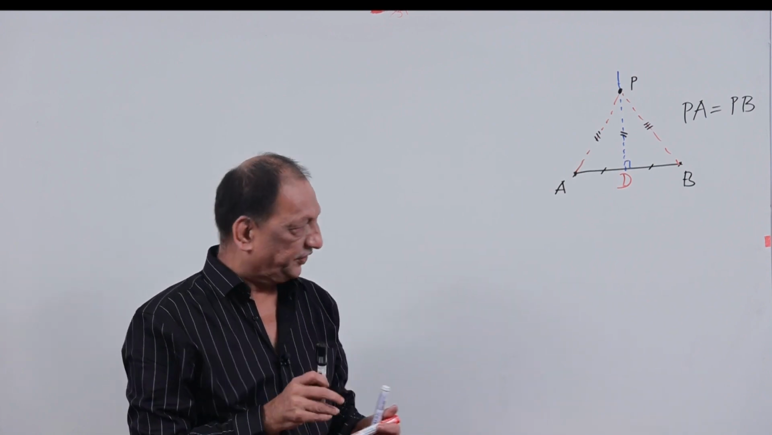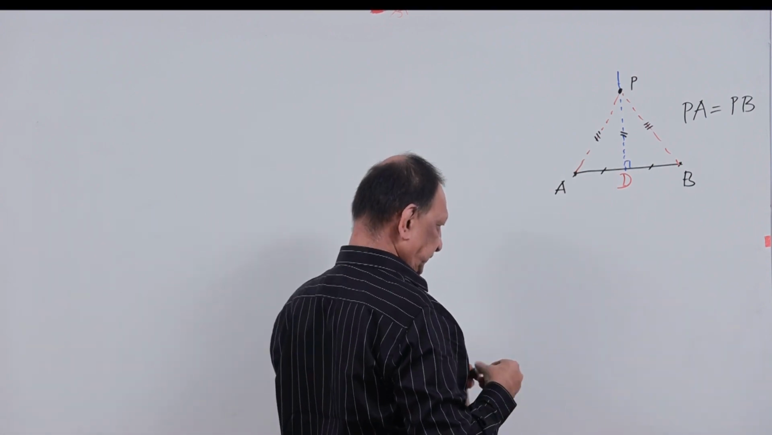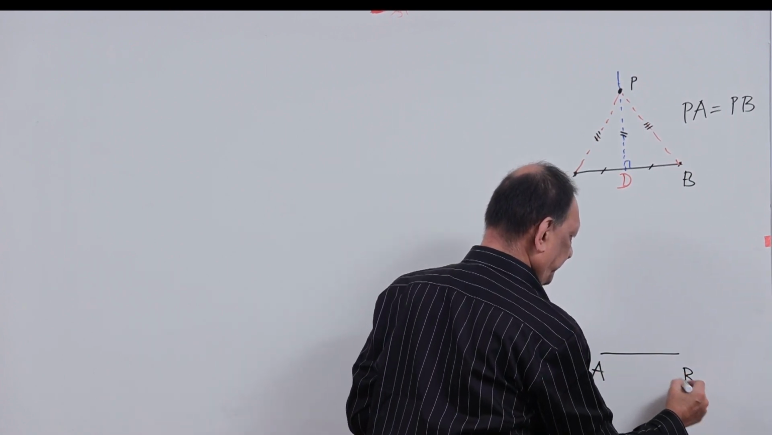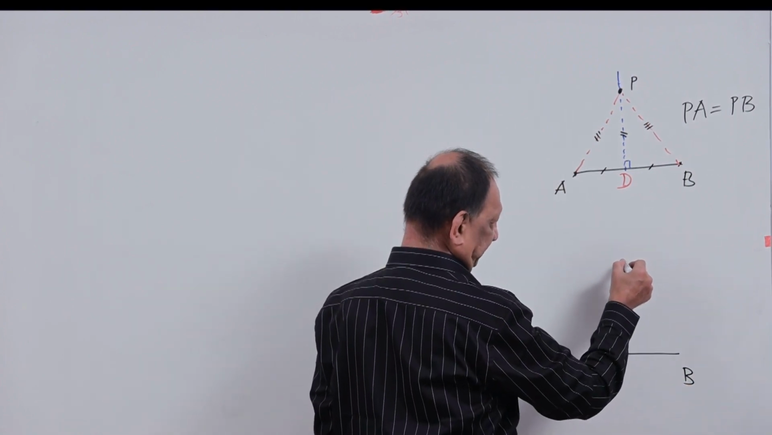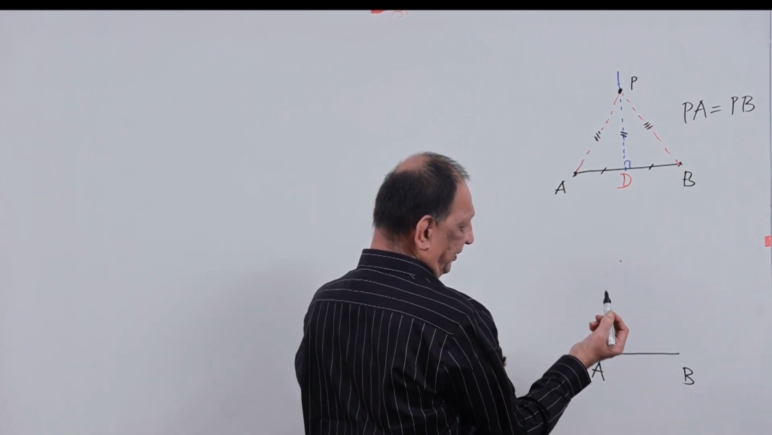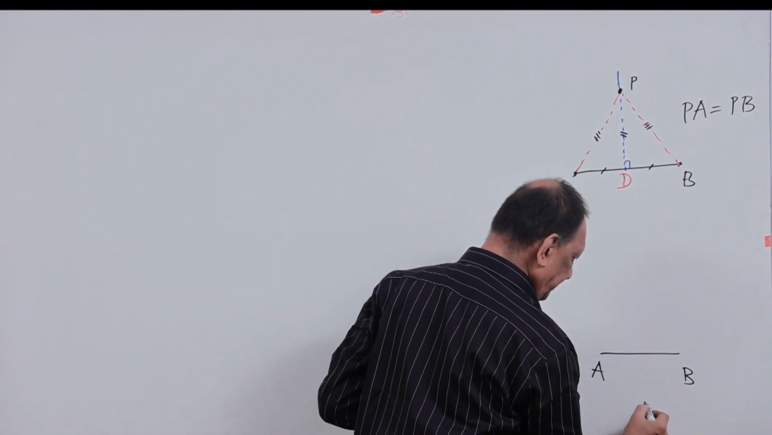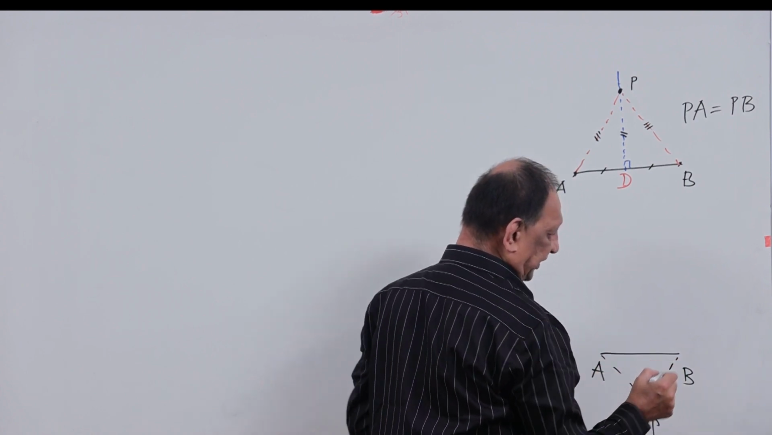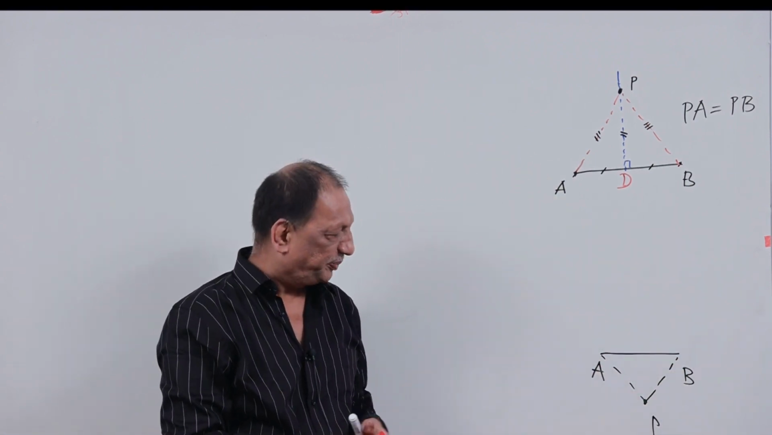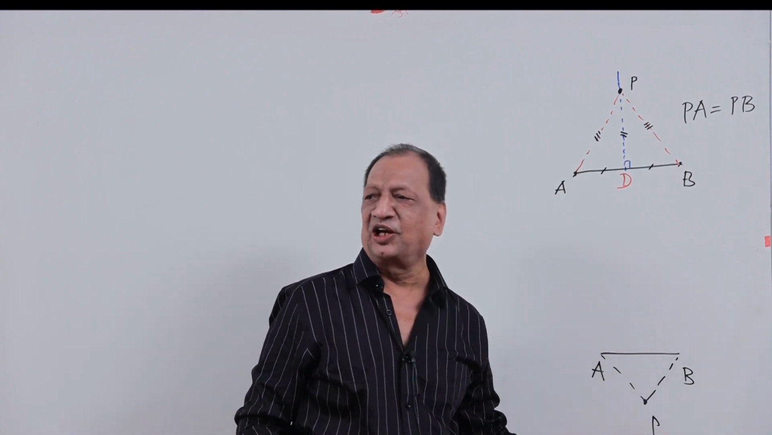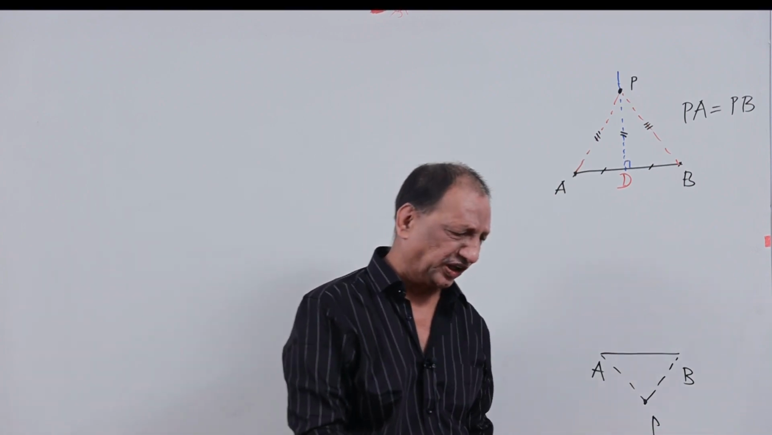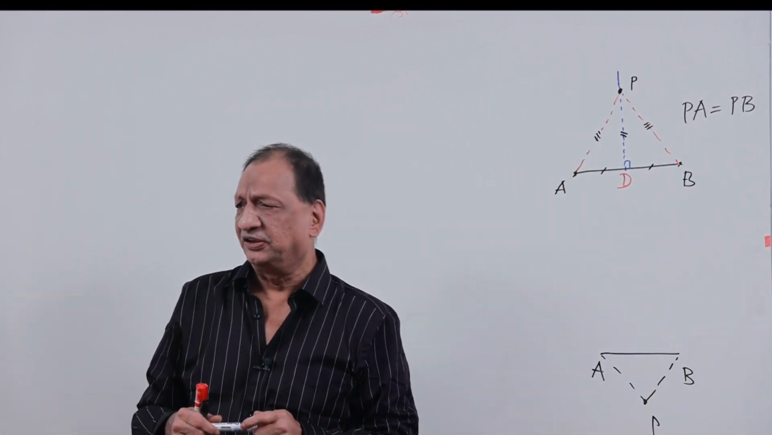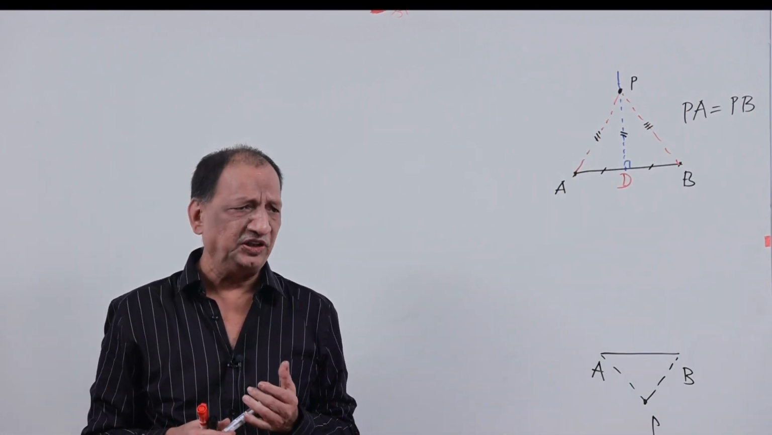That means if you have a line AB and you have a point P somewhere, doesn't matter where, which happens to be equidistant from A and B. That means PA equal to PB, then P will be on the orthogonal bisector of AB. You can prove that also by the same Pythagoras theorem. You can simply prove the converse of this also as a proof.